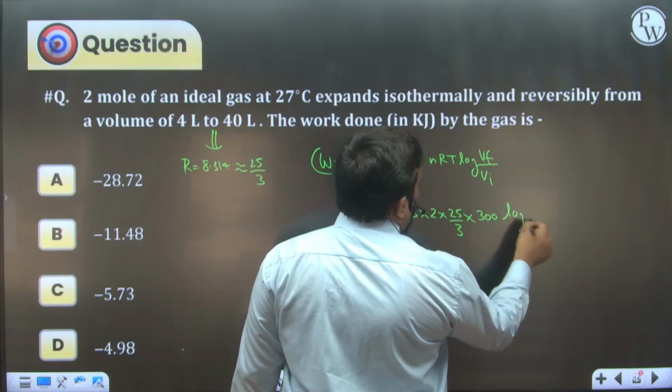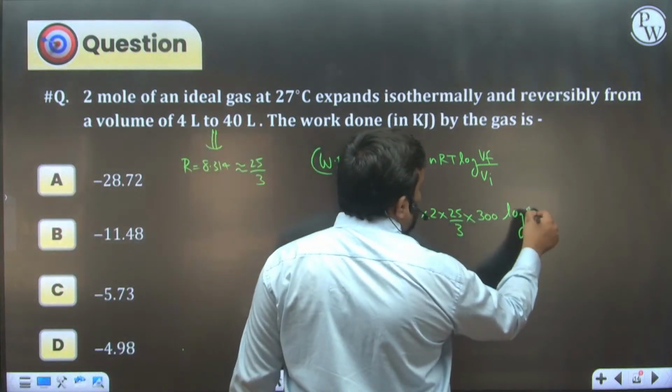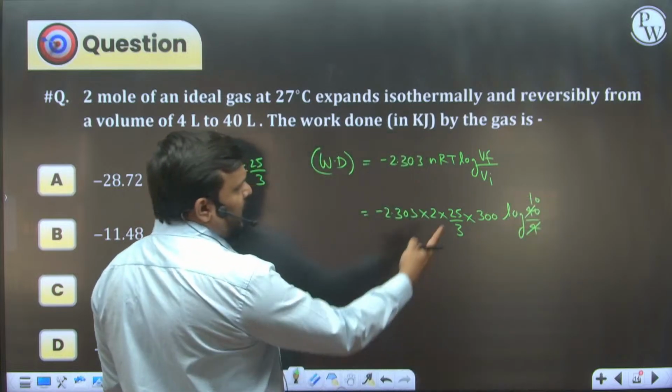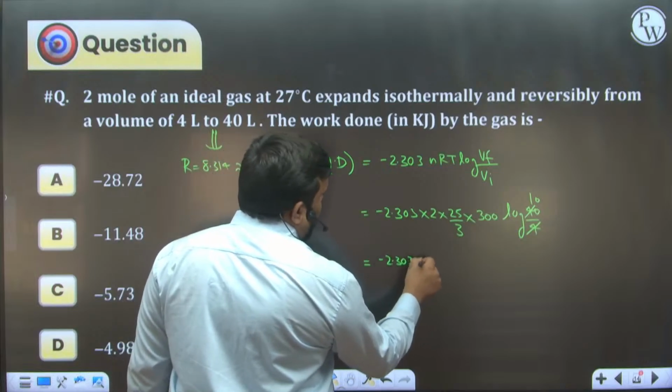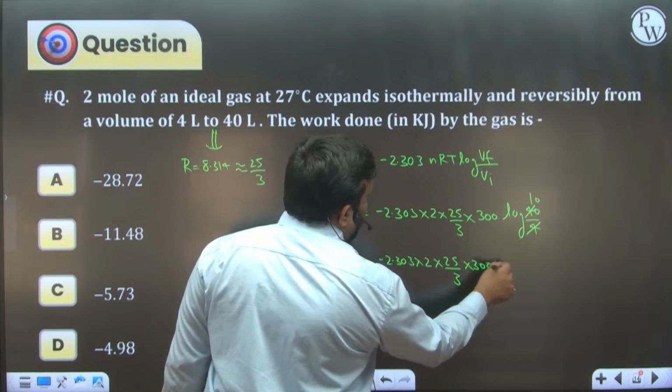Log of volume finally is how much? 40 liter, and volume initial is 4. So we are getting 10. Log of 10 is nothing but 1. So minus 2.303 into 2 into 25 by 3 into 300 into 1.